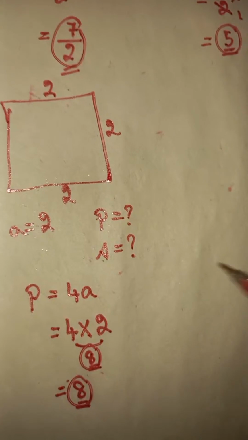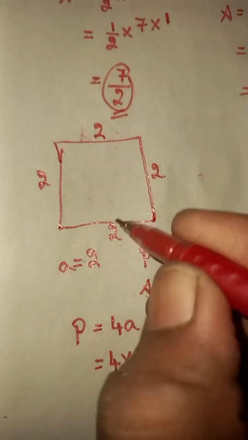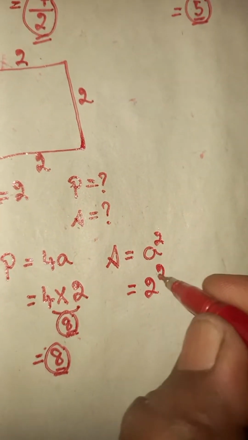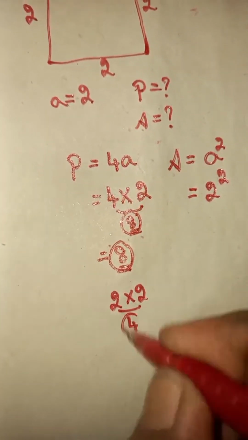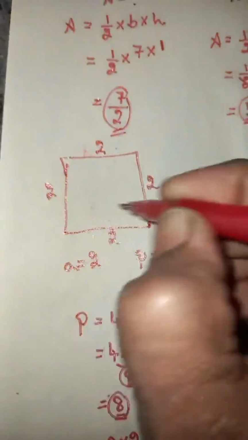And you can find the area. The area of the square is the side length squared. Here the side length is 2 units, so it becomes 2 squared. 2 squared means 2 times 2, which becomes 4. So 4 square units is the area of this square.